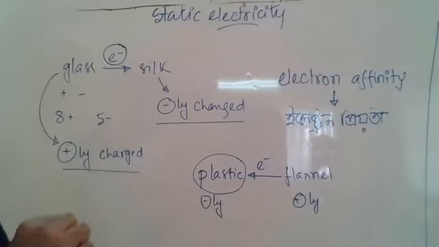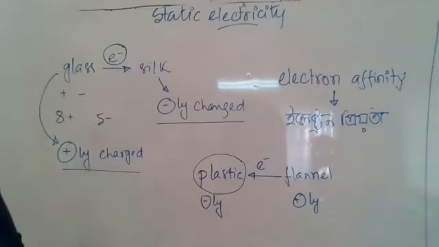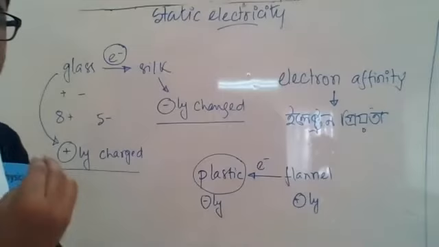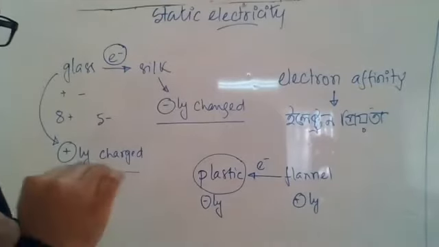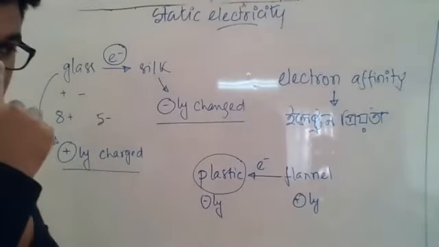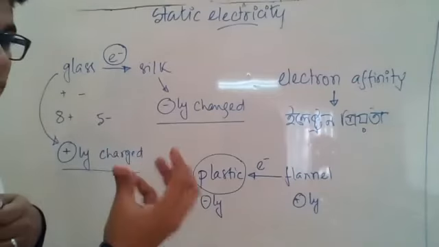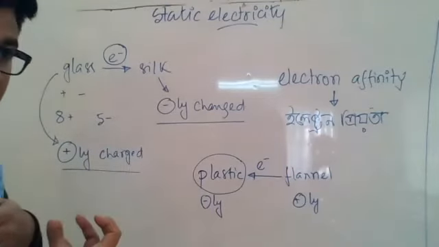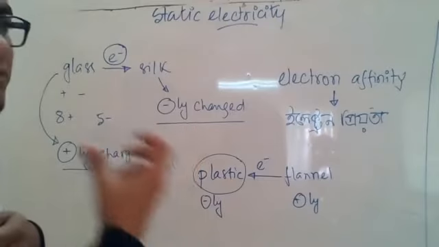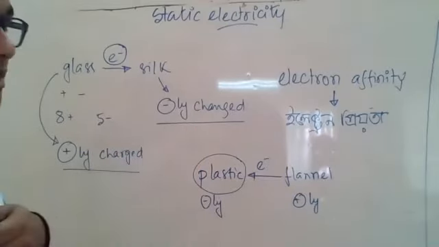Now, the question arises, which one will lose and which one will gain? It depends on the electron affinity. All the objects on the earth have a little bit of electron affinity. Some have higher, some have lower electron affinity. Now, if one object wants the electron more and another object less, what will happen? The electron will definitely go to the first object, which has higher electron affinity.